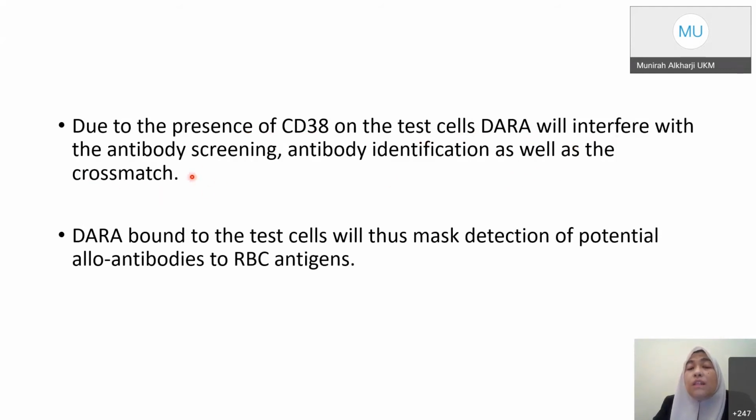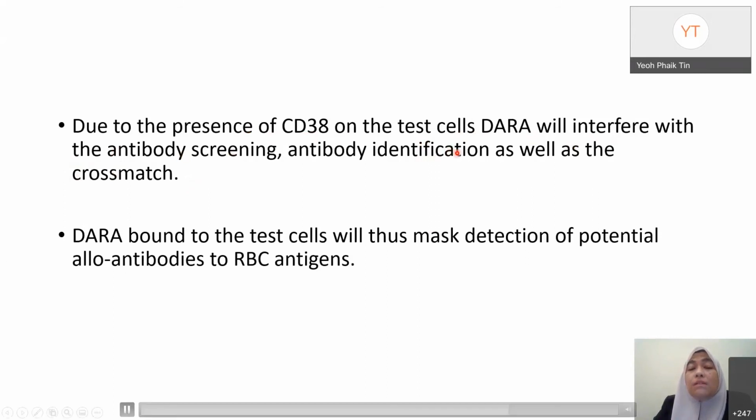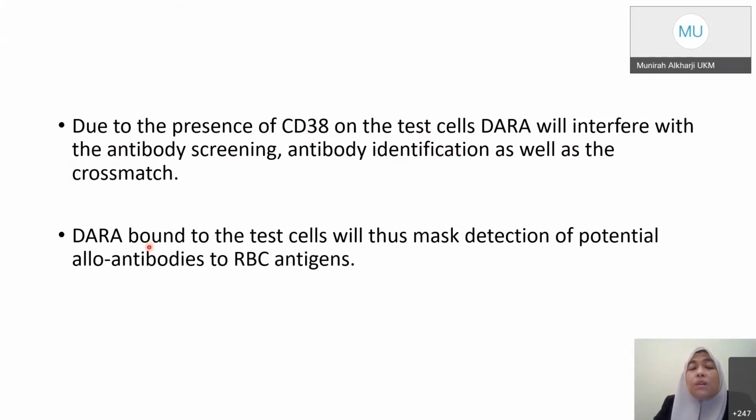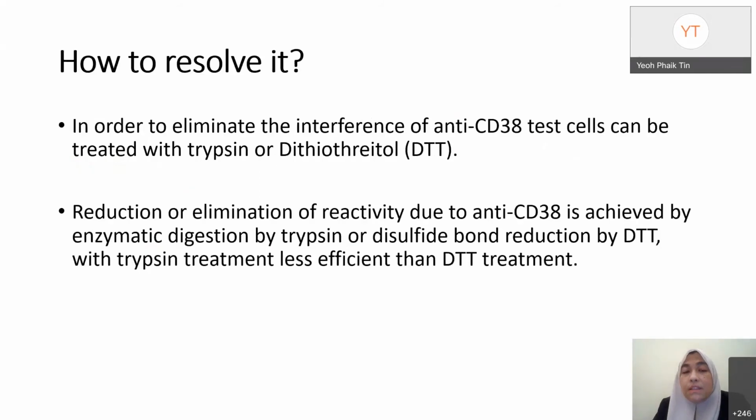If you do not treat the cells with DTT, the cross-matching will get incompatible results, and the identification is positive. All are pan-agglutination reactions. DARA bound to the test cell will thus mask detection of potential antibodies to other red cell antigens.